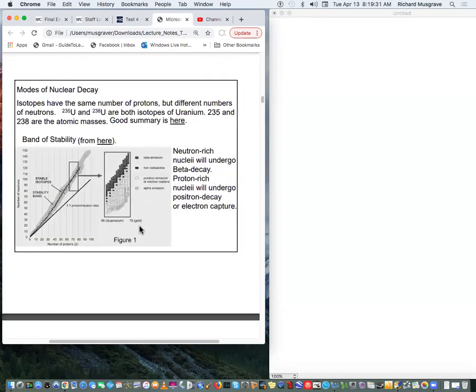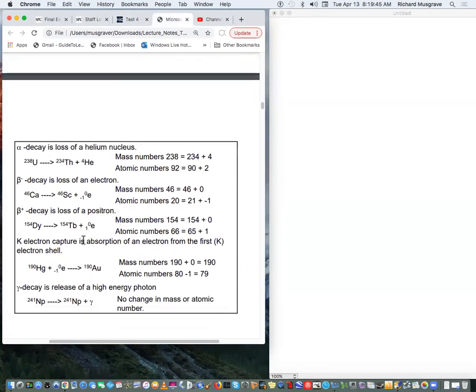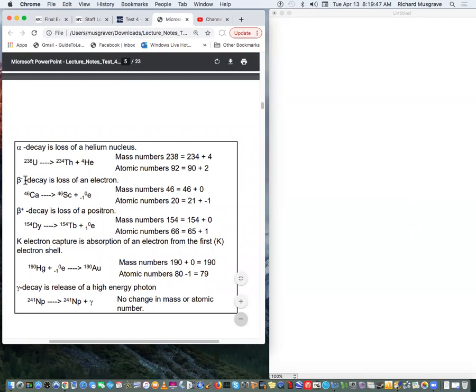All right, so what we're going to be talking about now are modes of nuclear decay. What we're discussing here are the different ways that nuclear decay can occur. We're going to discuss these 5: alpha decay, beta minus decay, beta plus decay, K electron capture, and gamma decay. So these are all ways that radioactive materials can decay.